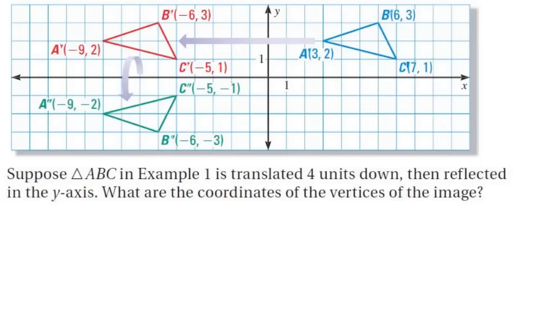Okay, this next example uses the same problem from before, so all we're using though is the pre-image, this blue triangle, but it's asking us to translate 4 units down and then reflect in the y-axis.